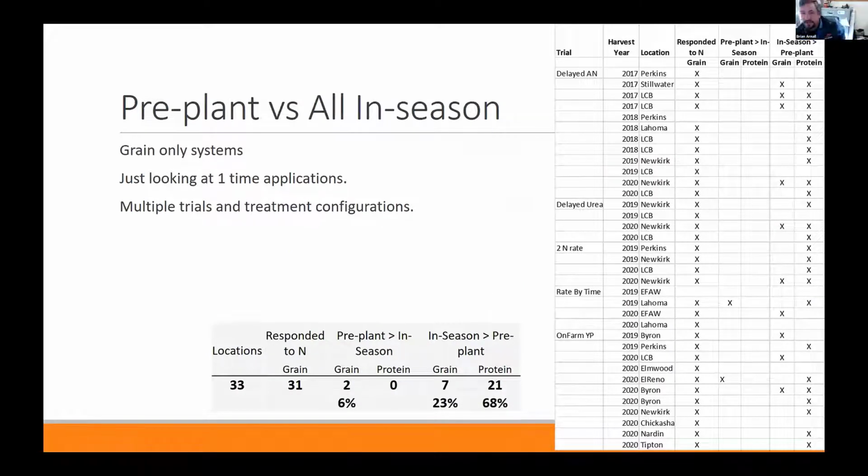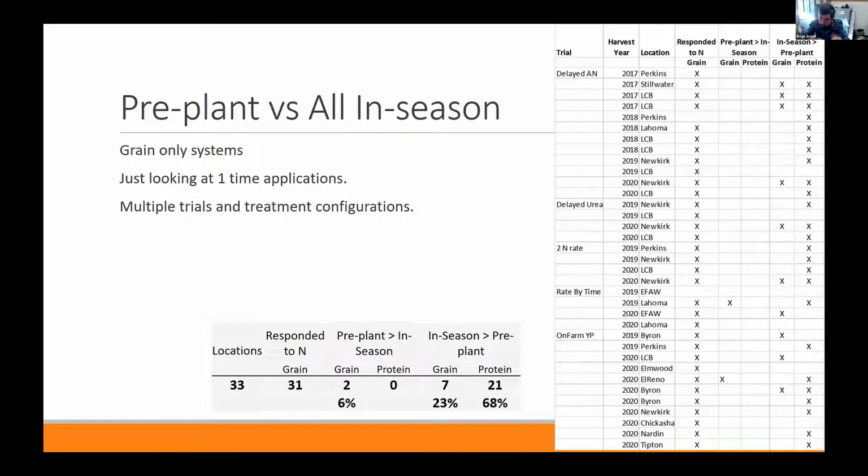So this is some of our recent work. I was able to bring in the results from multiple trials from Dr. Ron's program and my program, looking over the last 6 years. I was able to evaluate 33 trials. That's trial locations. So if I have a trial out in 3 locations, that would be 3 site years. So if I do it two years in a row, that's 6 site years. So this is 33 site years.